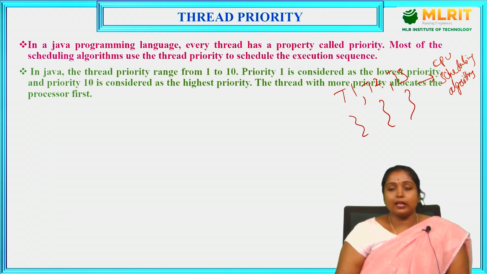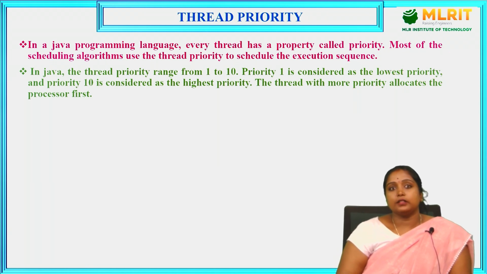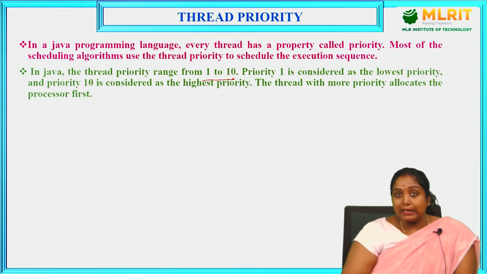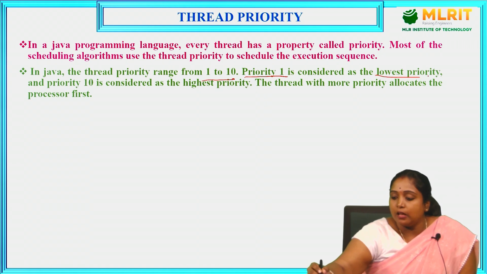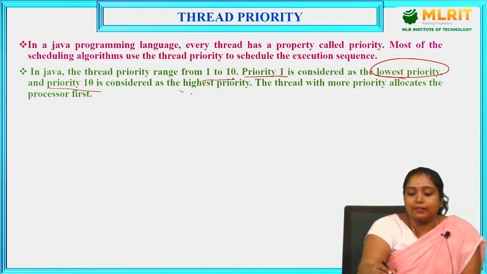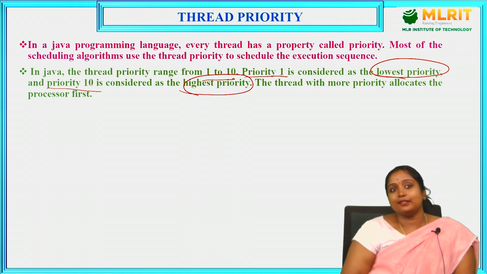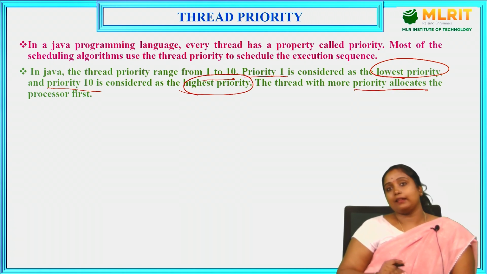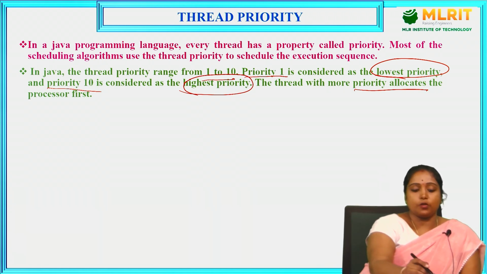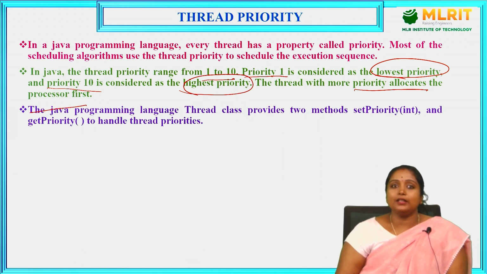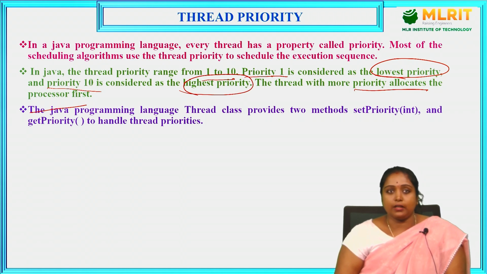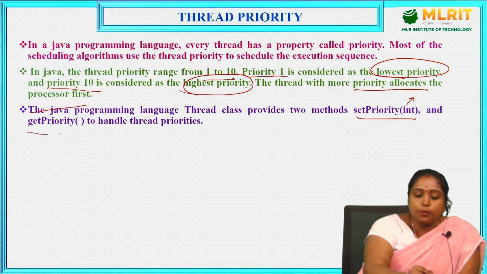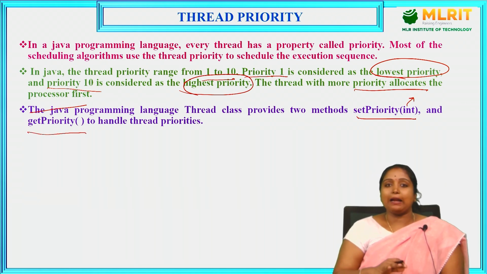And next, the thread priorities. The thread priority range is from 1 to 10. Priority 1 is considered the lowest priority and priority 10 is considered the highest priority. The thread which has more priority will be allocated the processor first. You can set the priorities manually using two methods called setPriority, where you have to give the priority, and getPriority, which is used to retrieve the priority of that particular thread.